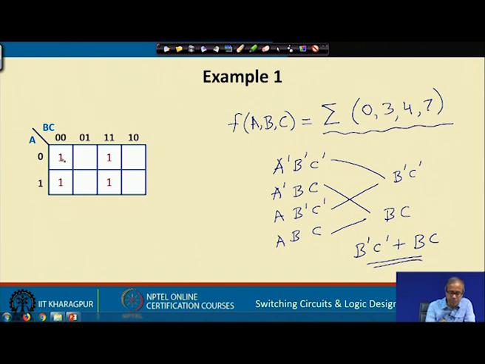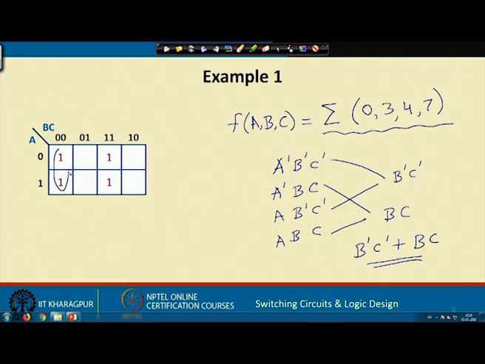Now, see, I have shown the true minterms here. Let us try to form the cubes. The rule of cube formation is, as I said, the number of cells should be some power of 2, they should be adjacent to each other and you make it as large as possible.